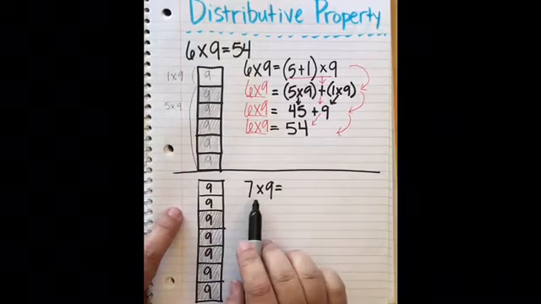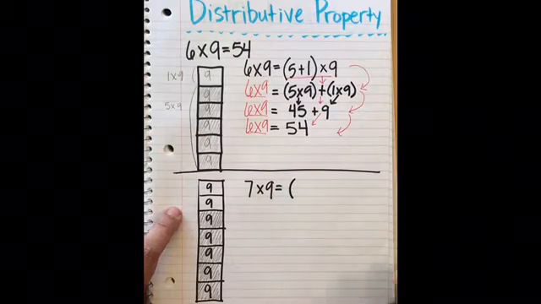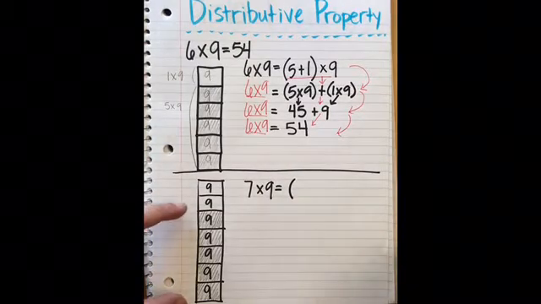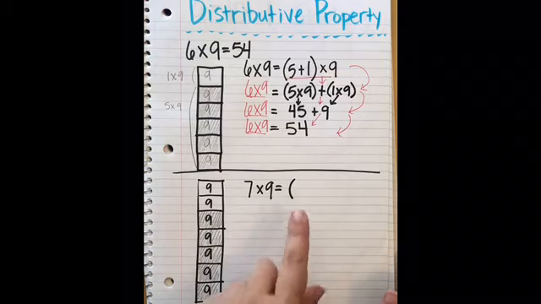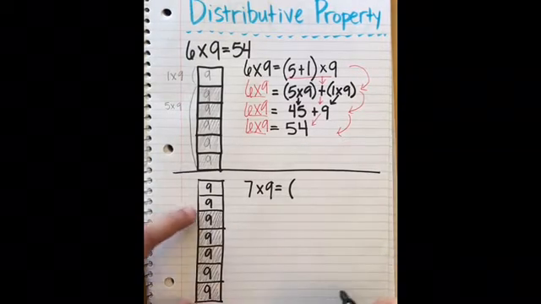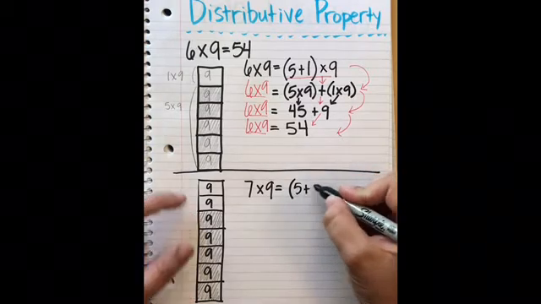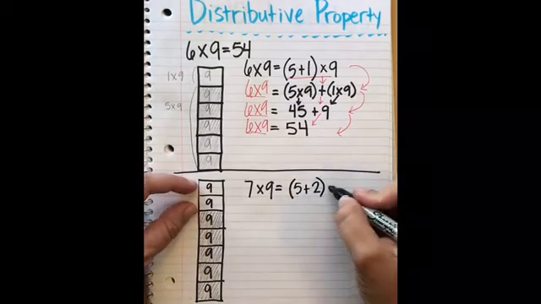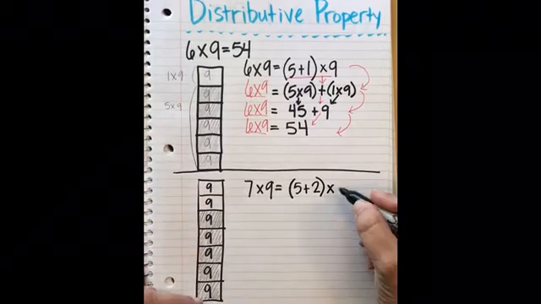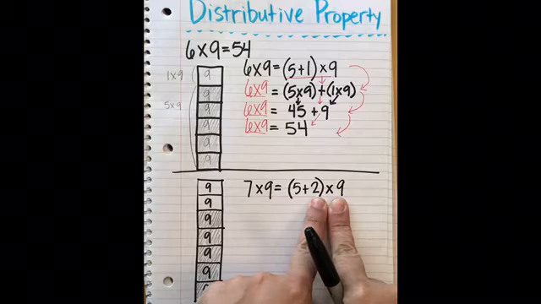All right, so 7 times 9 equals. So our first step is to show how many groups we chunked our 7 times 9 into. So what did we do this time, you guys? Go ahead and write that first part right there. Press pause and press play. There's an example right here if you need it. Okay, so I see that we chunked our 7 times 9 up into 5 groups plus 2 groups times 9, because we have 5 groups of 9 plus 2 groups of 9.